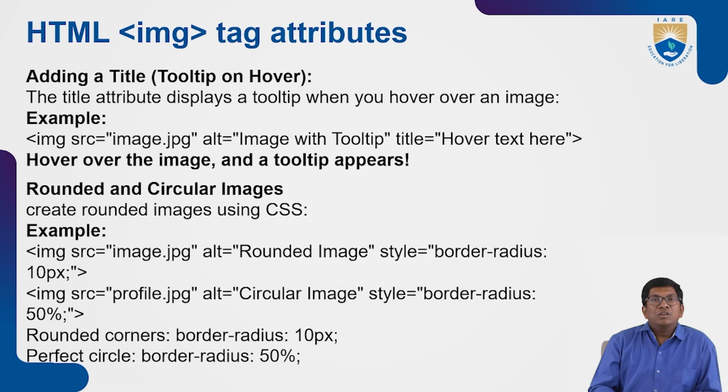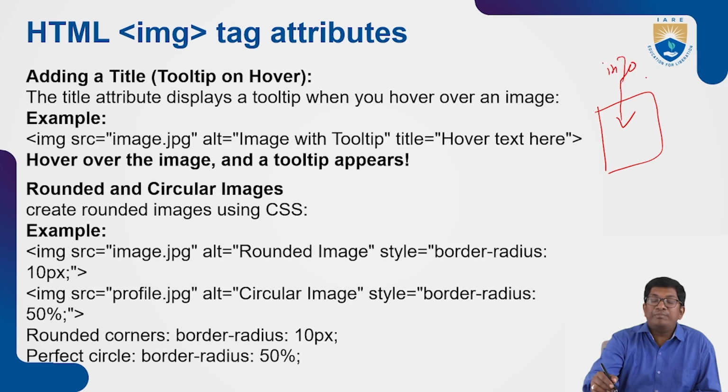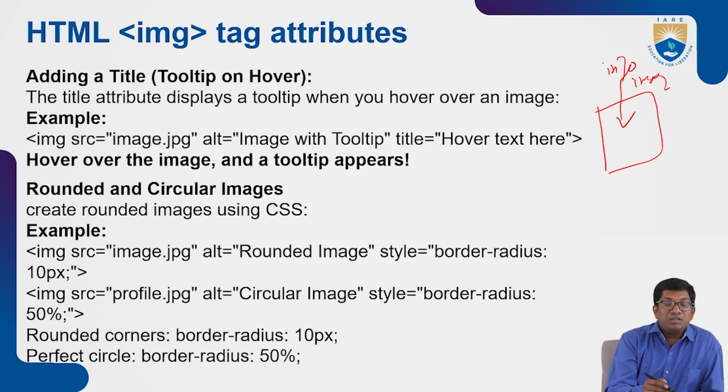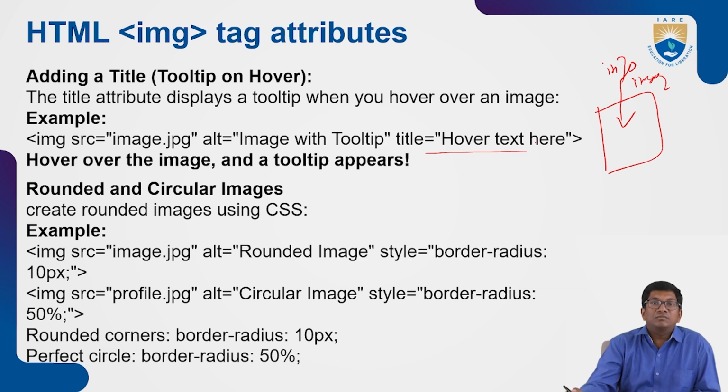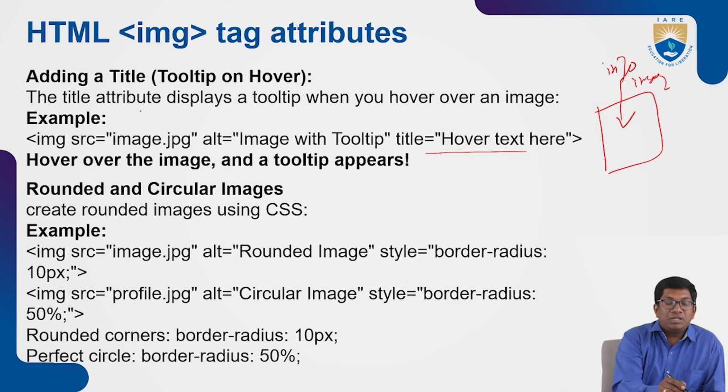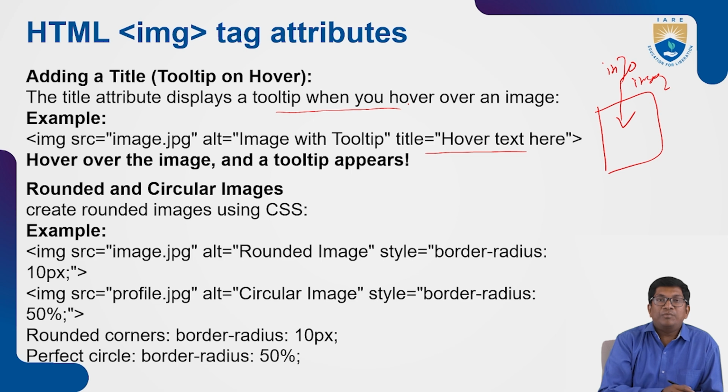Next attribute: when you move to the image, you have to know what this image is. You have to display some information about that image in the web page. Then you can use one more attribute, that is the title attribute. The title attribute displays a tooltip whenever you hover over an image. Whenever your mouse moves on that image, it displays some description or title about it.